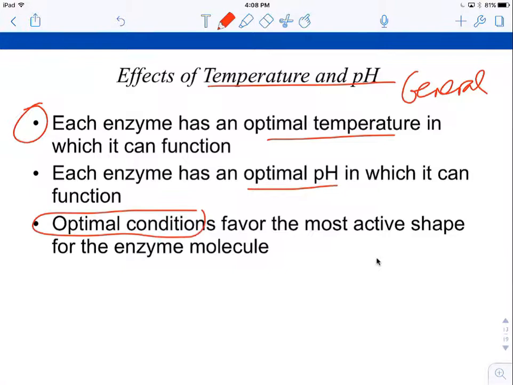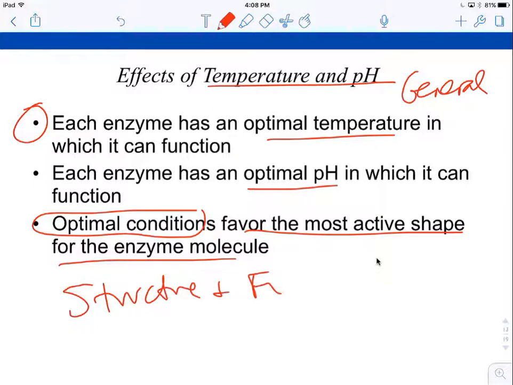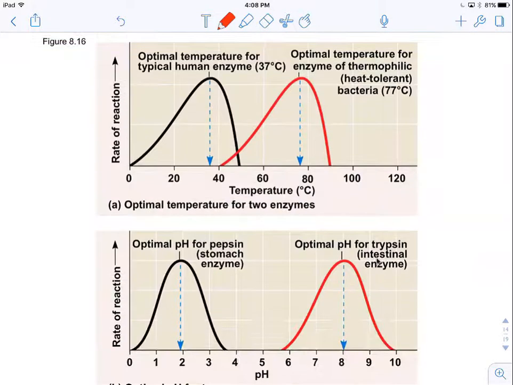Optimal conditions favor the most active shape for the enzyme molecule, and it is all, of course, about structure and function, as it always is, okay? So optimal conditions give it the best structure, and it'll have the best function. So any changes in optimal temperature, optimal pH, optimal salinity, any of those optimal conditions, it affects the efficiency of the enzyme and can change its activity.